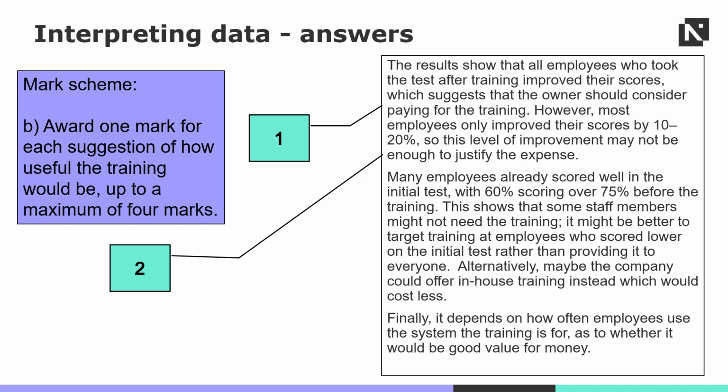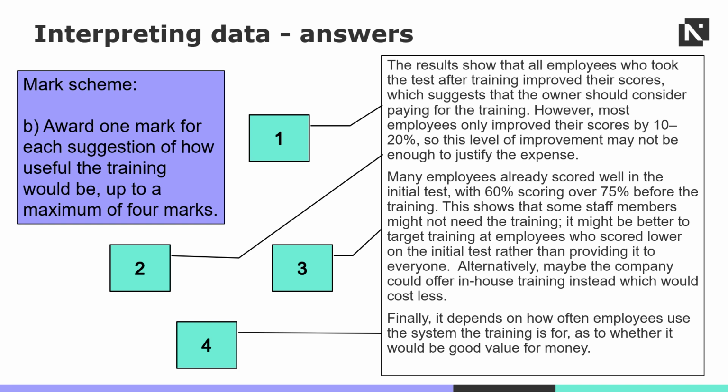And then the 3rd mark could be that actually most employees already scored over 75% before the training, so perhaps it might not be worth paying for. Perhaps they could do something in-house instead, which would be free or cost a lot less money. And then finally, it would depend on how useful the training was. Is the system something that's used frequently, or is it just a one-off? So therefore, would it be good value for money?